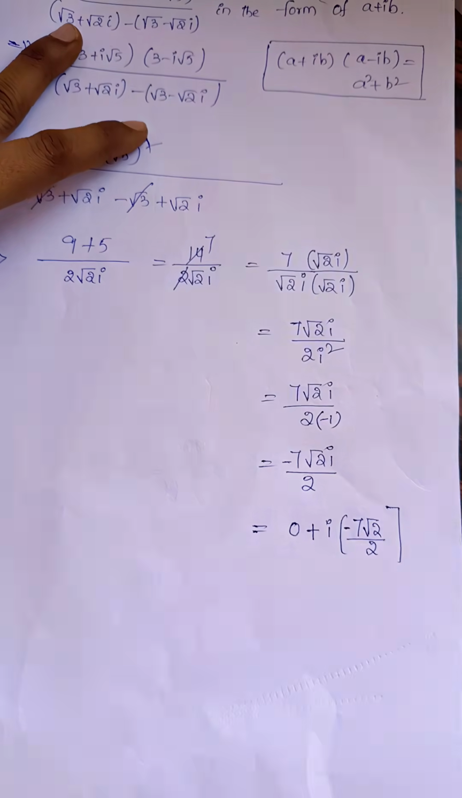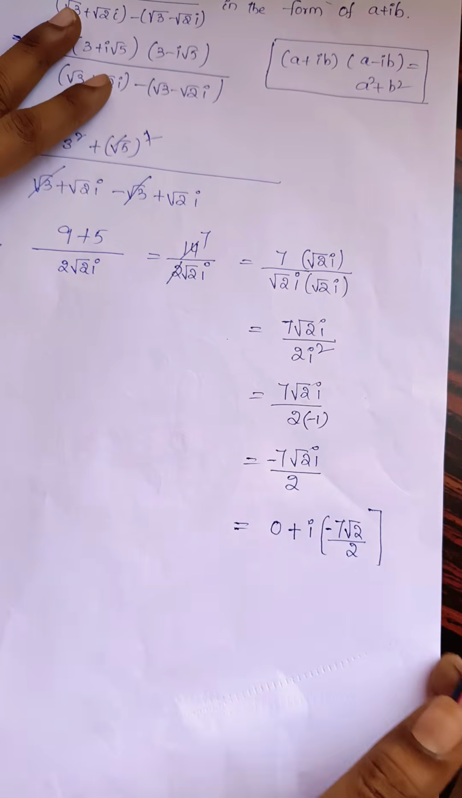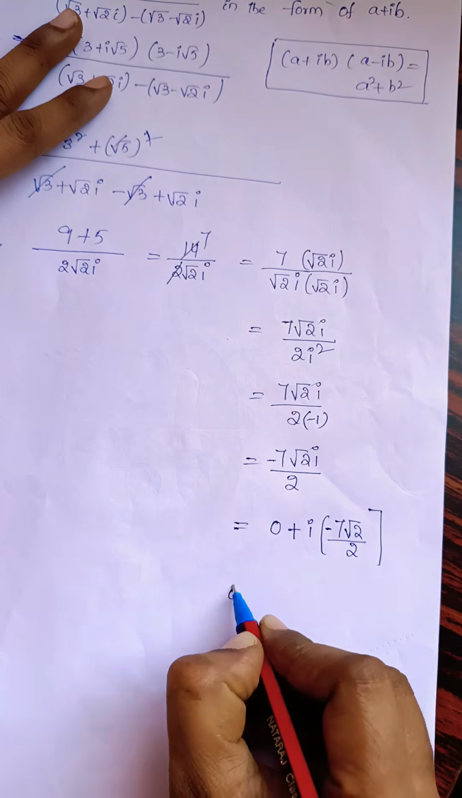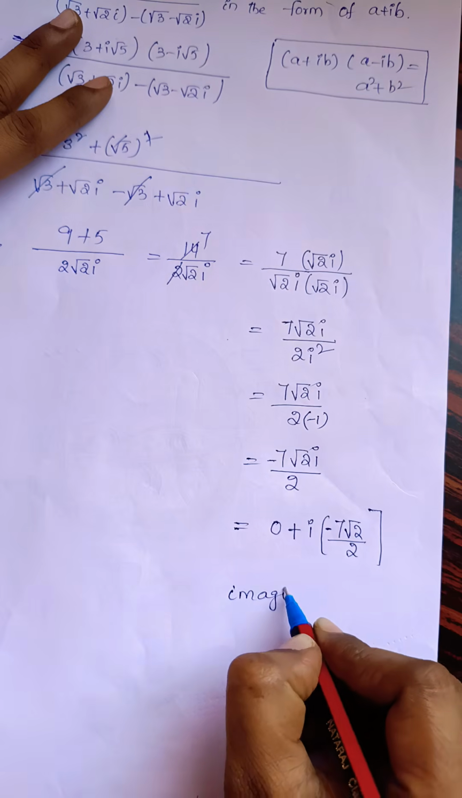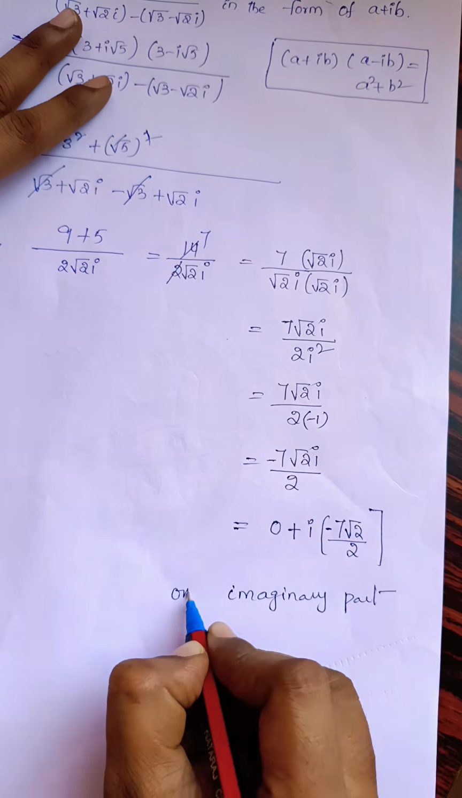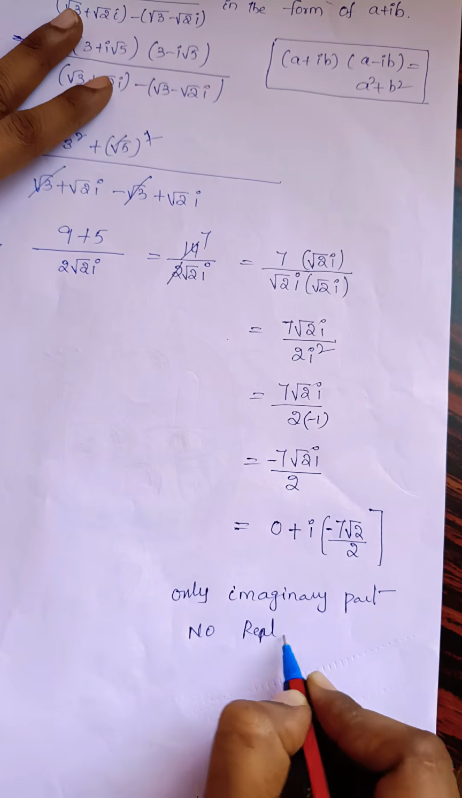Here minus is there. This is in the form of a + ib. We include 0. Why do we include 0? Because here only the imaginary part is there. Only the imaginary part, no real part.